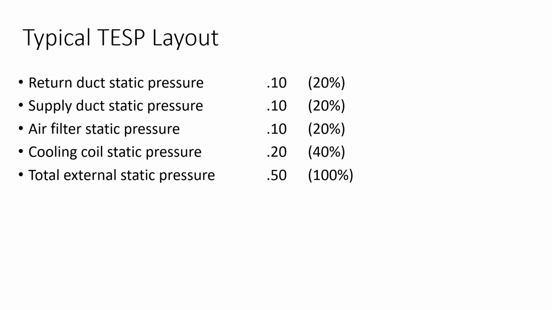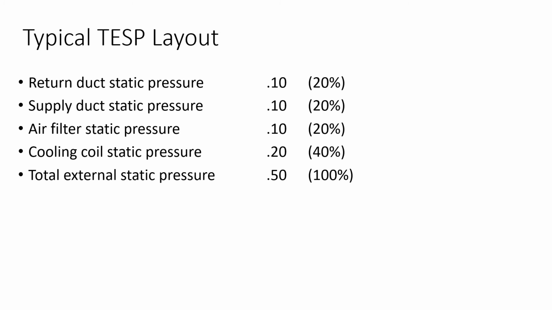Now we have a cooling coil in here that's external to our equipment, and that was at 0.20 inches water column, or 40% of our total external static pressure budget. And that's where we end up at 0.5. It's a combination of all of those things.